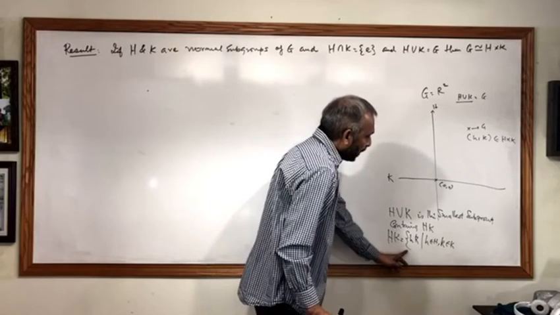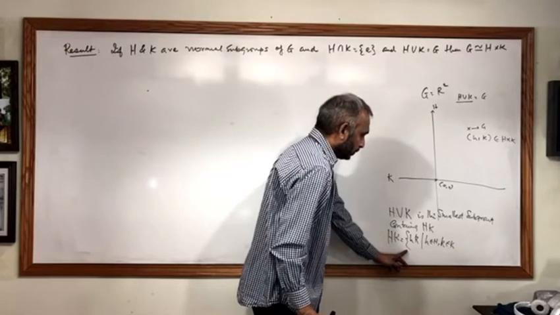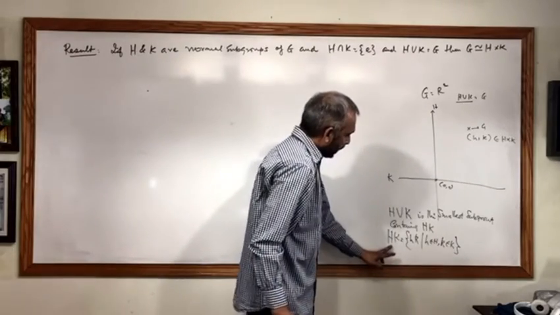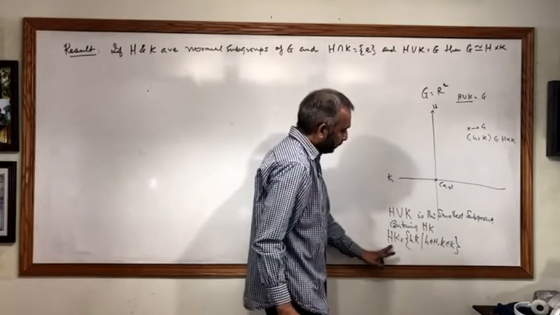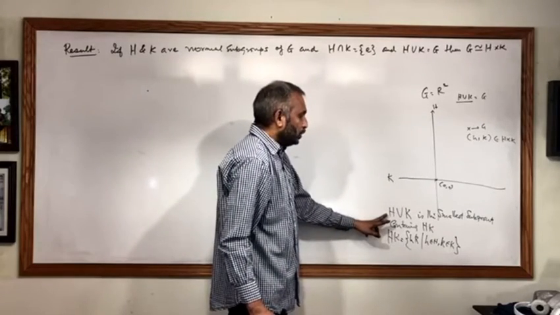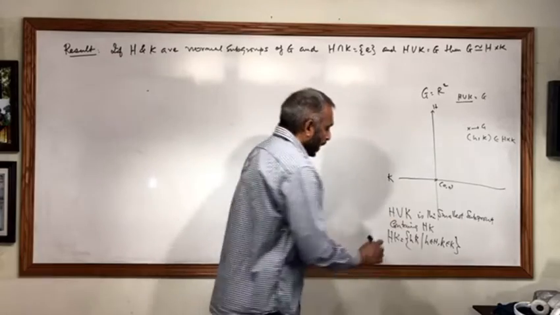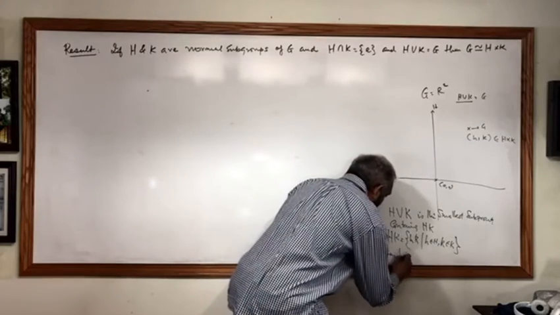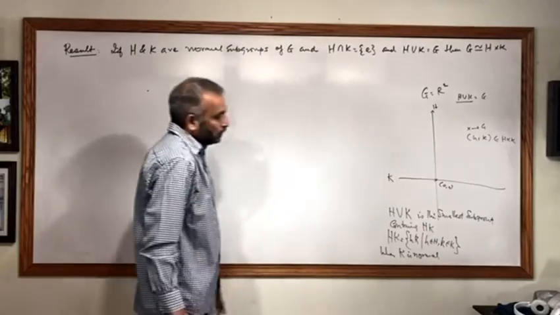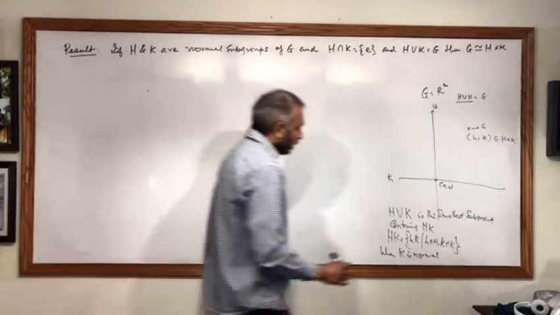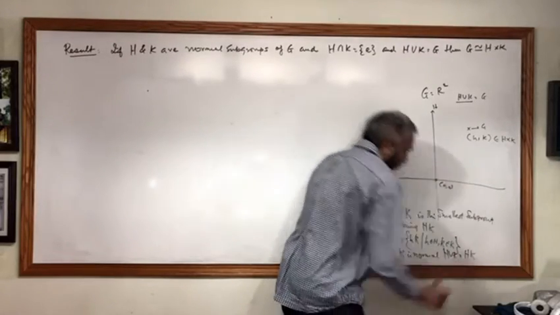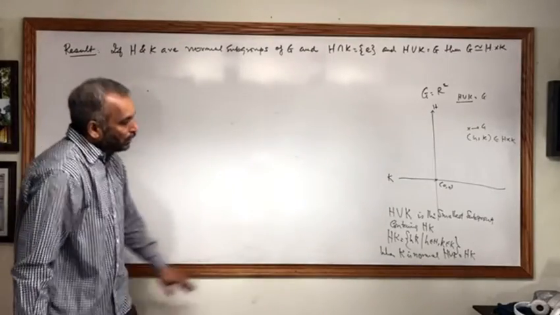This does not need to be a group. So the smallest subgroup containing HK is called the join of H and K. And when K is normal, H join K is equal to HK. We are going to use this result here.